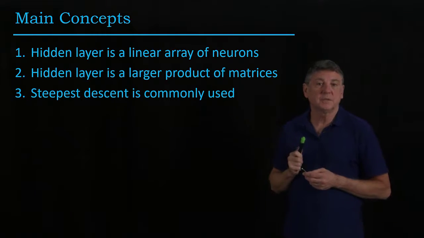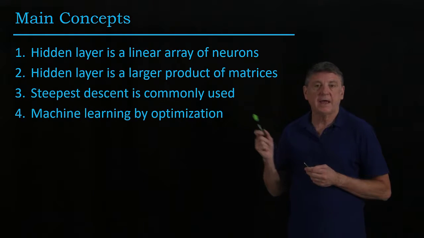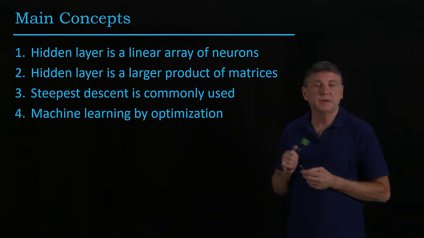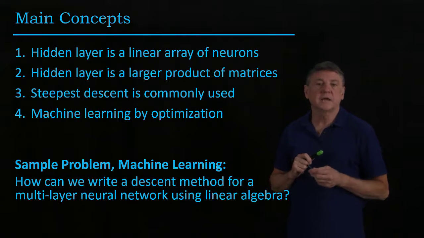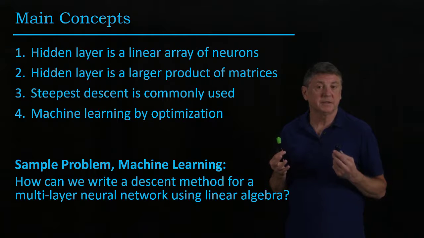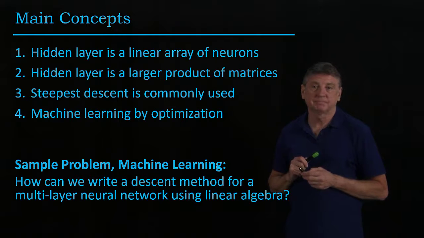Steepest descent is commonly used in neural networks to solve the problem of learning, and this is basically machine learning by using optimization. So the sample problem that we'll look at here is how can we write a steepest descent method for a multi-layer neural network, and we're going to use linear algebra.